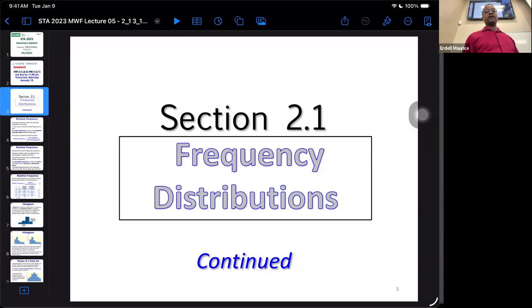Are we ready to continue on our great journey into statistics? Kind of, sort of, maybe.